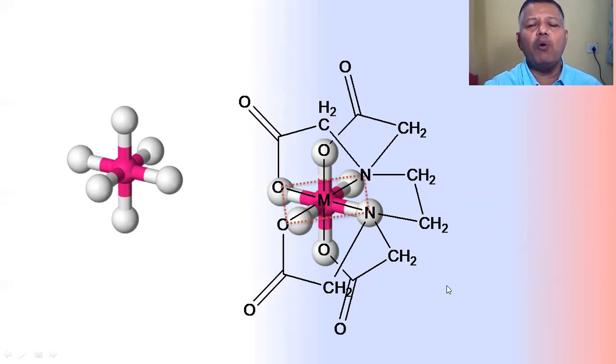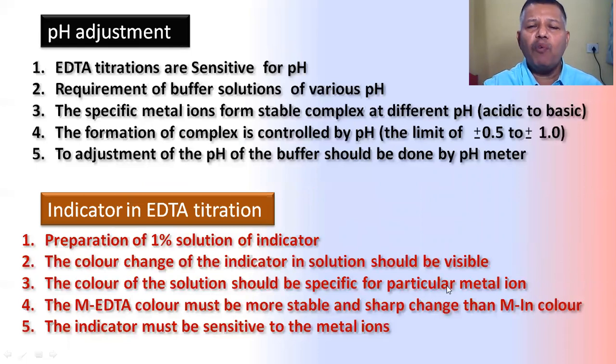Now, for adjustment of the pH: when we are thinking about this titration, EDTA titrations are very sensitive to pH. It requires a buffer solution for various pH. Starting from pH 2 to pH 14, we can prepare the buffer solutions, and at a particular pH, the specific metal forms the stable complex with EDTA, and therefore we can use this reagent for complexometric titration.